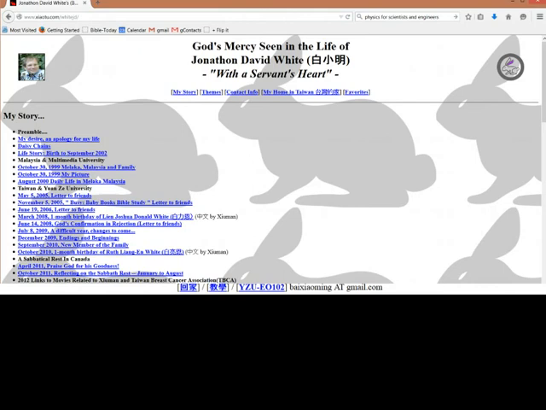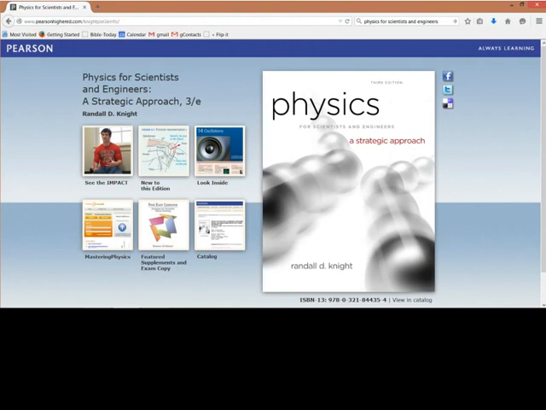Now let's move on and look at the textbook. The textbook is the same textbook as we had last semester, Physics for Scientists and Engineers, A Strategic Approach, the 3rd edition by Randall Knight. We will be working with both the paper edition as well as using the online learning system that comes with the textbook. Last semester, you were introduced, and I think most people have already set up an account in this textbook.